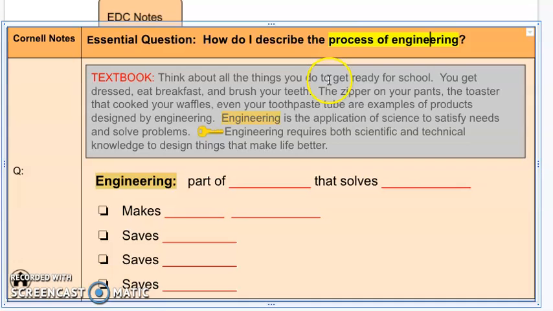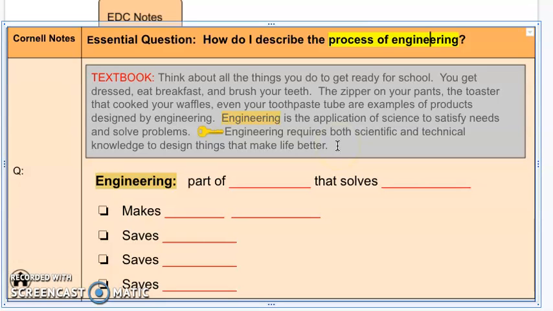Think about all the things you do to get ready for school. You get dressed, eat breakfast, and brush your teeth. The zipper on your pants, the toaster that cooked your waffles, even your toothpaste tube are examples of products designed by engineering. Engineering is the application of science to satisfy needs and solve problems. Engineering requires both scientific and technical knowledge to design things that make life better.